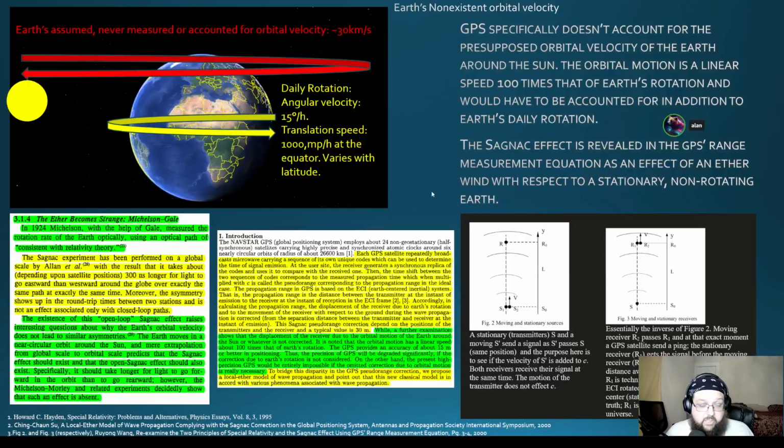So, we'll just show a representation of what that means. Earth's assumed, and never measured or accounted for, orbital velocity is approximately 30 kilometers a second. So going around, and then the daily rotation, the angular velocity, is 15 degrees per hour, and the translational speed was 1,000 miles per hour at the equator, which varies with latitude. And this is from, I don't remember which one this is from. I'll look it up in a minute.